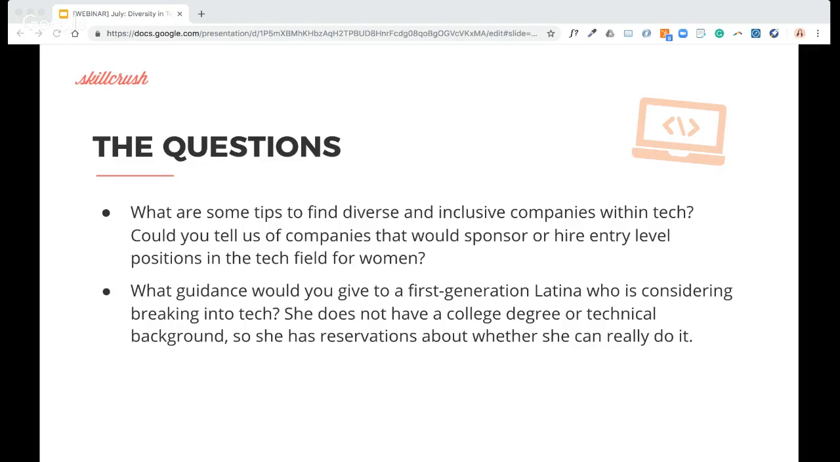which is, what guidance would you give to a first generation Latina who is considering breaking into tech? She does not have a college degree or technical background. So she has some reservations about whether she can really do it.